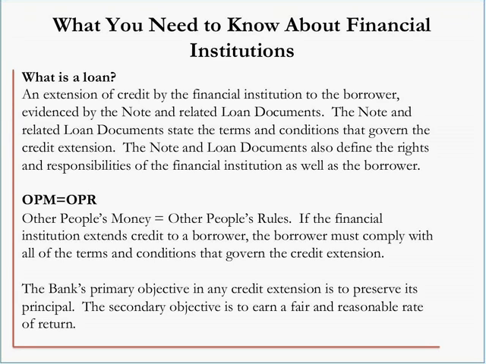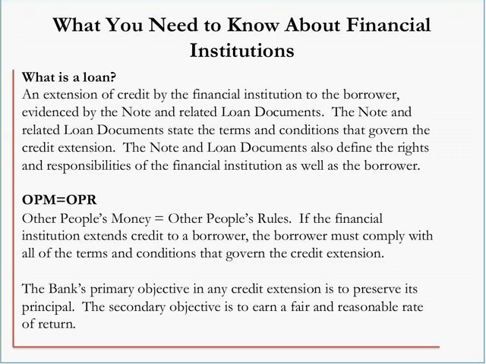Now, next one, OPM equals OPR: other people's money equals other people's rules. Think about this when you're giving your teenage son or daughter the car keys. It's my car and here are my rules and here's what you've got to do. If it's my money, I'm doing the same thing, or if it's my bank's money, I'm doing it on behalf of the bank. If the financial institution extends credit to a borrower, the borrower must comply with all the terms and conditions that govern the credit extension.